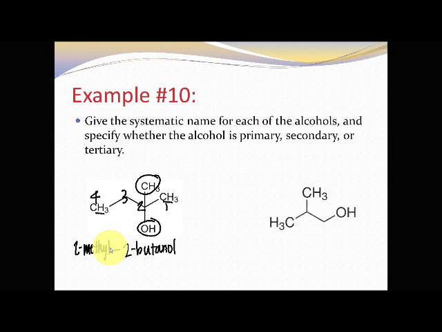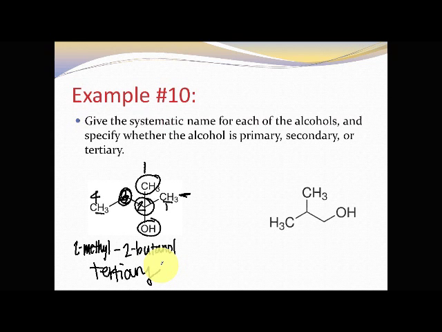Well, looking at the carbon where our alcohol group is touching, we have carbons here, and carbons here. So if you have 3 carbons on that, that is a tertiary alcohol. Okay, that's how we signify if it's primary, secondary, or tertiary.